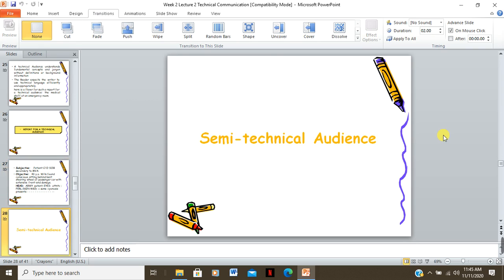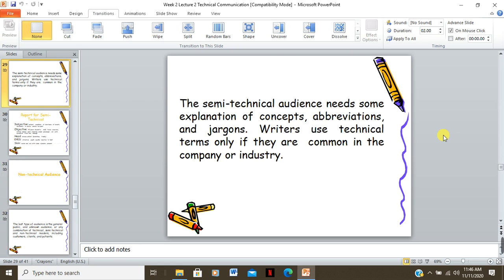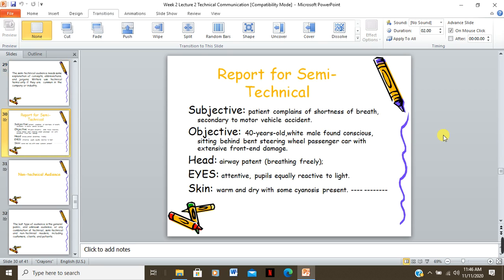Now we are going to have an example for a semi-technical audience. Here in this slide, the semi-technical audience needs some explanation of concepts, abbreviations, and jargon. Writers use technical terms only if they are common in the company or industry. So you see that in the previous slide we saw some concepts which were abbreviated and had their own particular jargon used by doctors. They were good for doctors, but they are not good for semi-technical people. For semi-technical people, it must be like this.